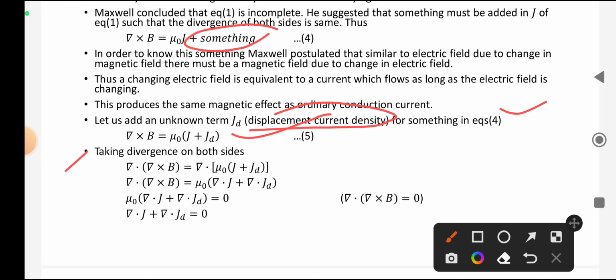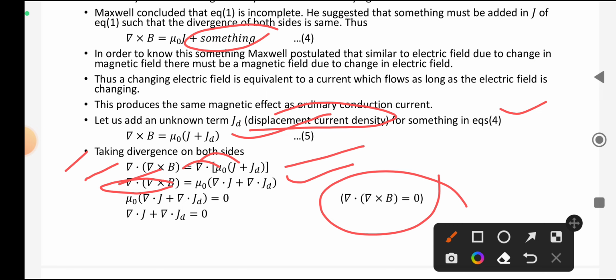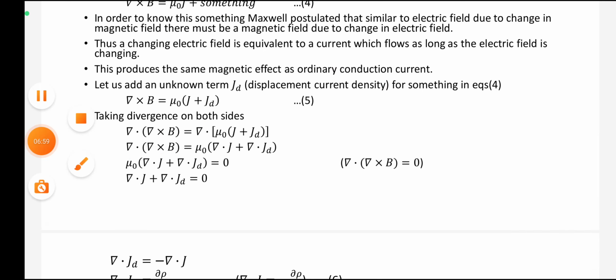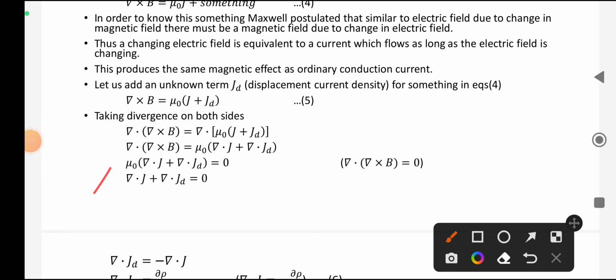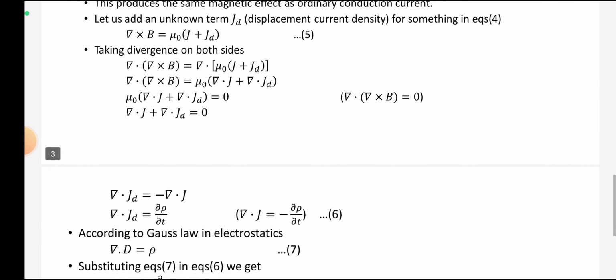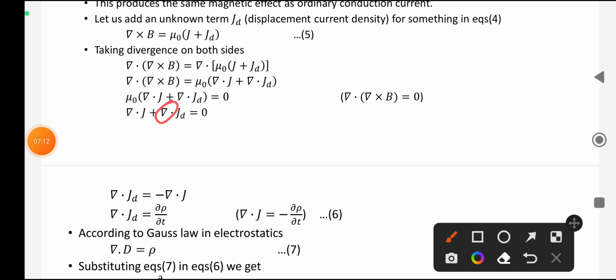Taking divergence on both sides: del dot del cross B is equal to del dot mu naught into (J plus JD). Multiplying this inside, with mu naught taken common outside, this term is 0 because the divergence of curl is 0. Then bring this to this side, and it becomes minus.